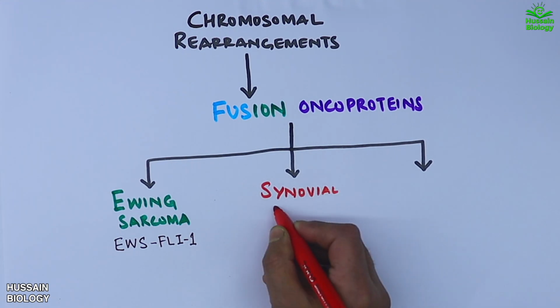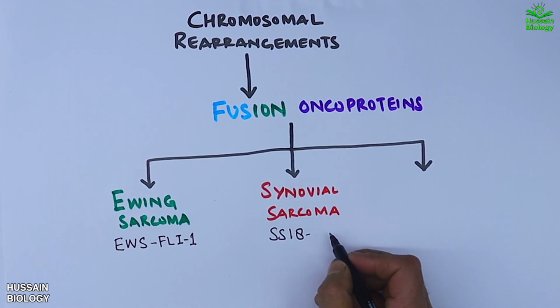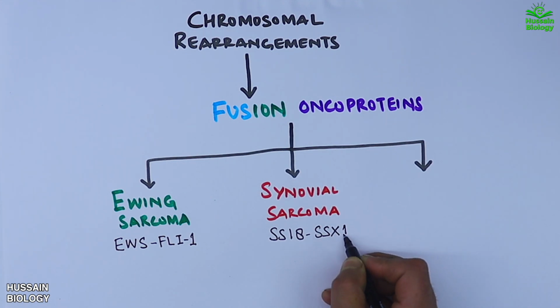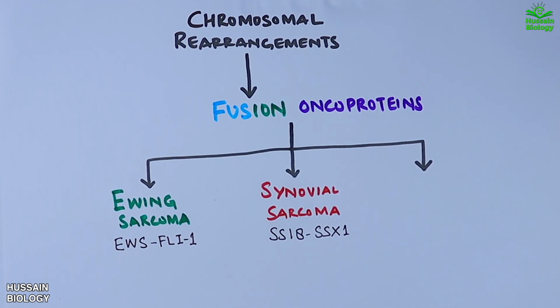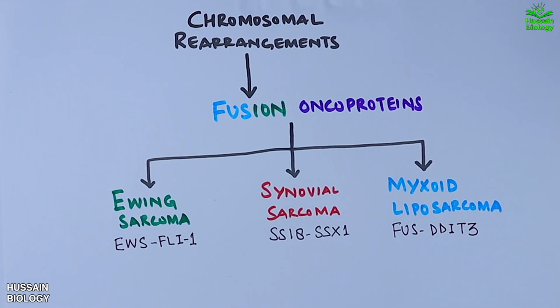Second is synovial sarcoma. This occurs due to fusion between SS18 gene and SSX1 gene. This fusion alters gene expression, leading to abnormal cell growth in the soft tissues around joints. Then the third one is myxoid liposarcoma. This sarcoma is caused by fusion between FUS gene and DDIT3 gene. This fusion protein disrupts fat cell development, leading to formation of tumors.